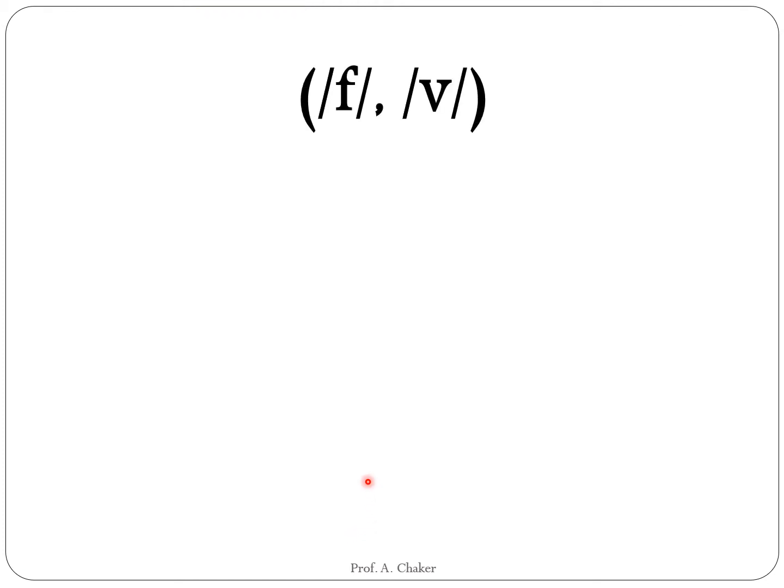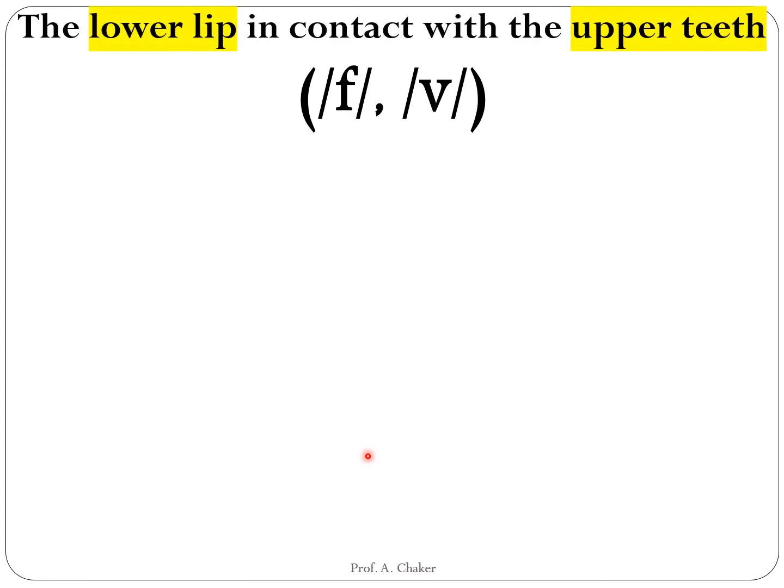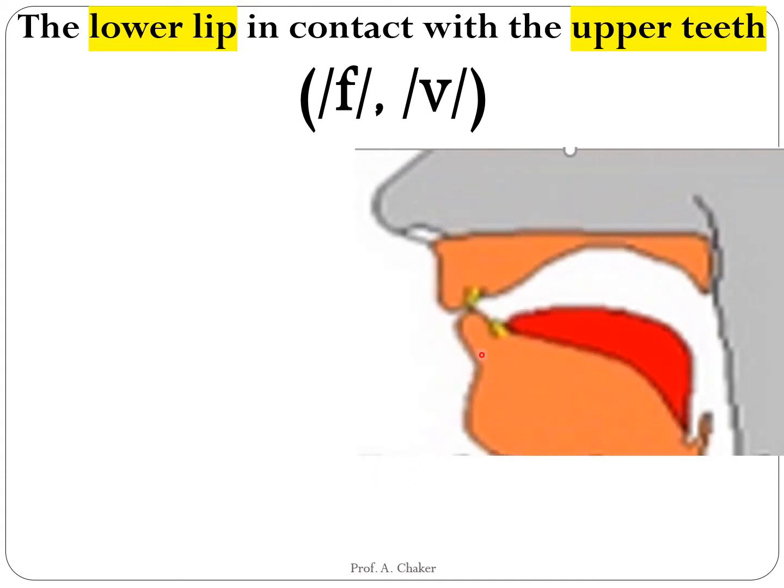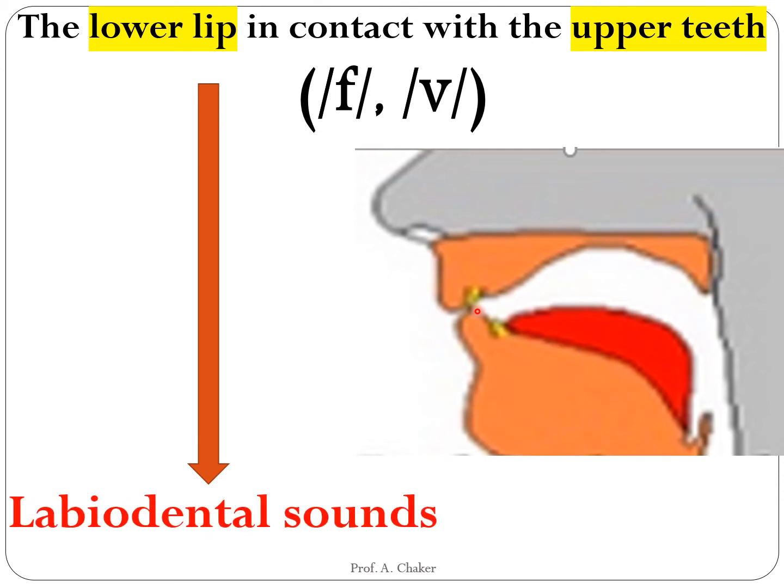F and V. Which organs are involved? The lower lip in contact with the upper teeth. Have a look at the picture. You see the lower lip in contact with the upper teeth. You can just produce the sounds and feel that. F, V. These sounds are called labiodental sounds. Labiodental sounds. Involvement of the lip and the teeth.